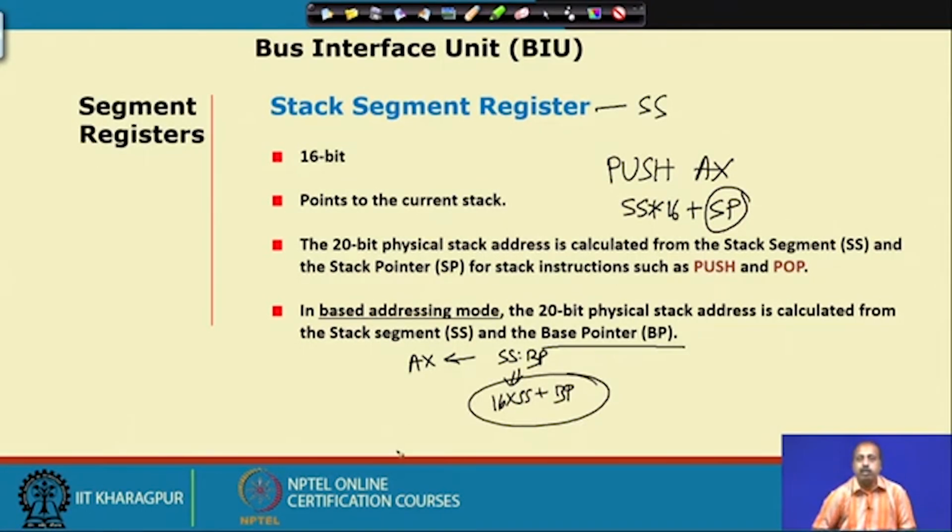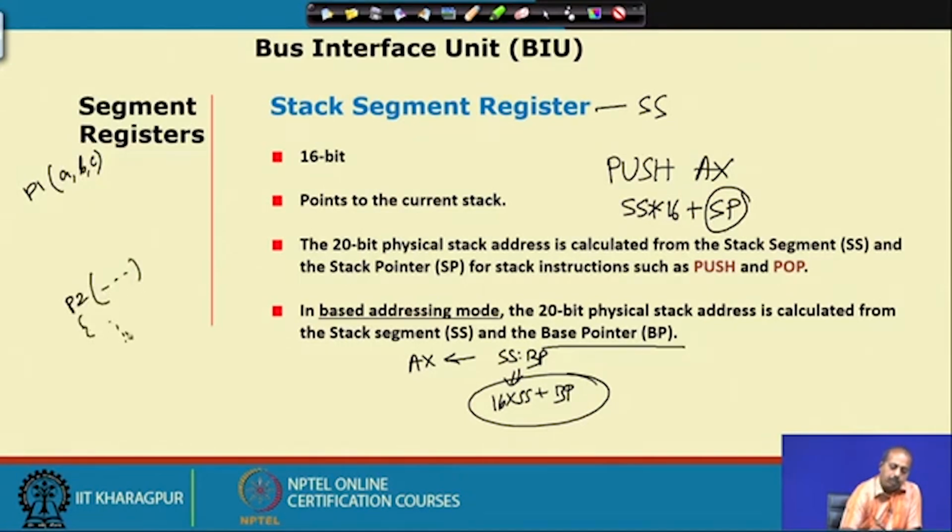This is useful whenever you are using the stack for parameter passing type of applications. Suppose I have a procedure P1, and this procedure P1 has passed some parameters A, B, C to some procedure P2. In the code of P2, we are trying to access these parameters. Suppose we want to get the value of A that we have passed into the AX register. How do we do this?